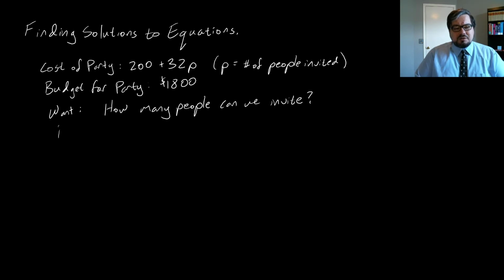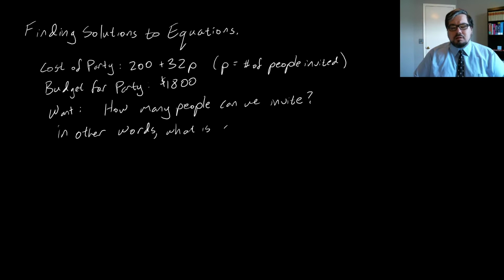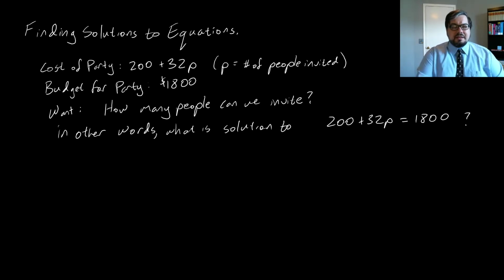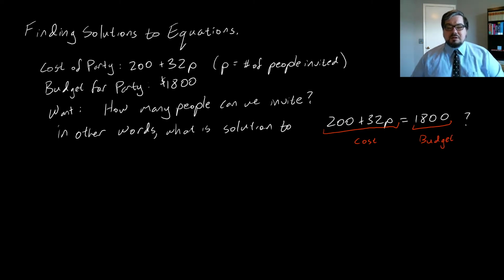So in other words, we can express the question here as: what's the solution to the equation 200 plus 32p equals 1,800? What value of p will make the cost of the party equal the budget for the party? And that's the question that we would like to answer. What value of p can we plug in here?